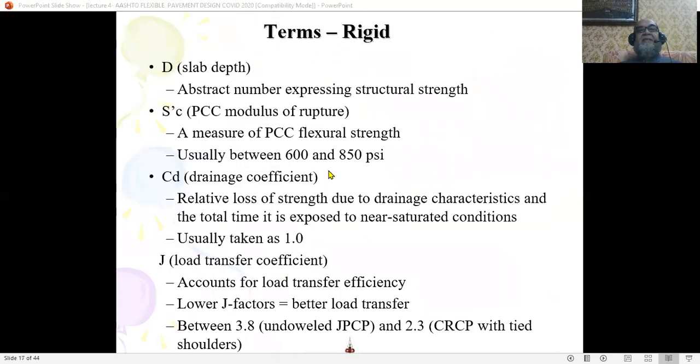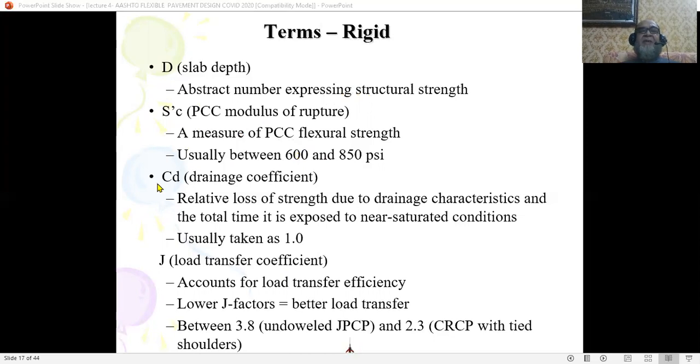Again, there are different terminologies associated with rigid pavement design. Instead of SN, we take D as the slab depth, an abstract number expressing structural strength. Another different term is PCC modulus of rupture. It is a measure of flexural strength of Portland cement concrete. Usually it is between 600 and 850 psi, but practically we take 650 psi.